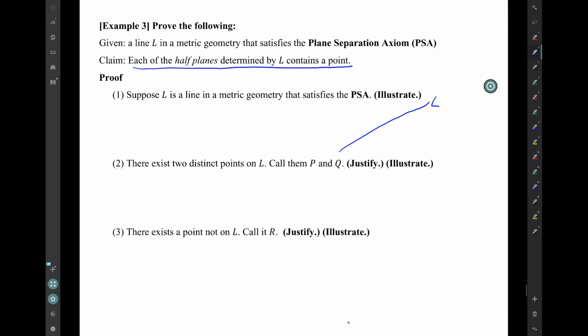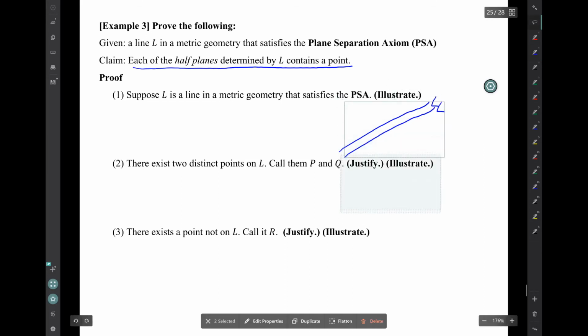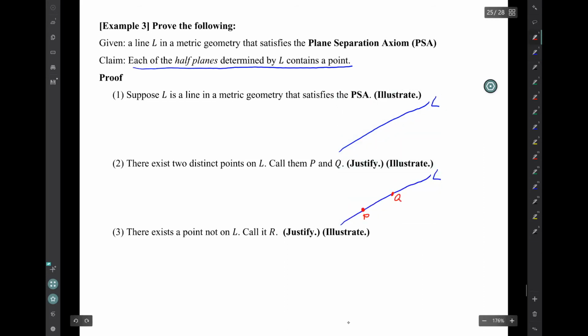Now what about statement 2? There exist two distinct points on line L. Call them P and Q. We have to illustrate that and justify it. Well, let's start by illustrating it. Notice in my illustration I've highlighted, by using a different color, the new stuff. The statement says there exist two distinct points called P and Q, so I drew attention to them by highlighting them in red. All right, now how do we justify this statement?